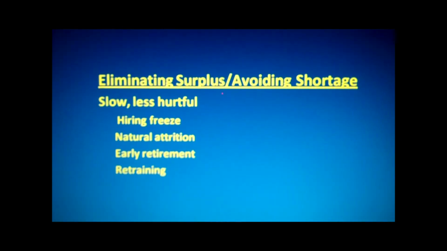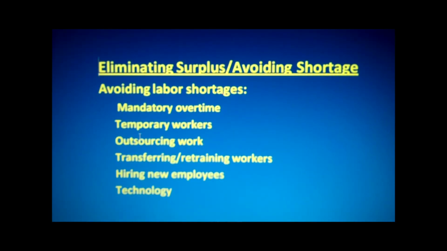Now, some less hurtful methods may be the hiring freeze, natural attrition where workers who voluntarily leave are not replaced, and there can be early retirements or retraining. On the other hand, it's also necessary to plan for avoiding labor shortages. Now, a fast but often rugged solution is required overtime. Now, this action can be taken instantly and requires no more than the boss's order. While overtime is often welcomed by employees, too much can exhaust workers and may also lower morale.